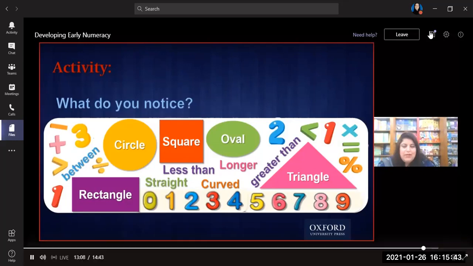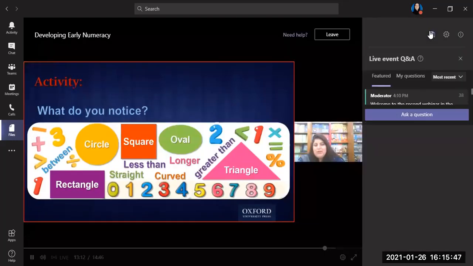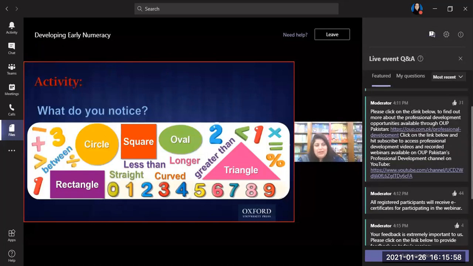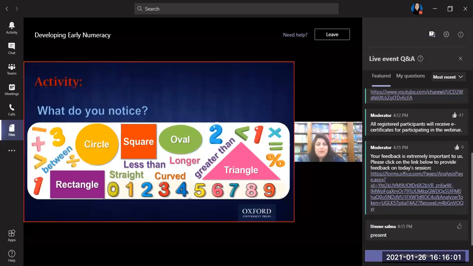So these are all those words that should be used in your mathematics class: straight, curved, less than, longer, greater than. And you can have interesting sentences which you can actually make up from these, and these should be used in the classrooms. So what do we see in the chat box?